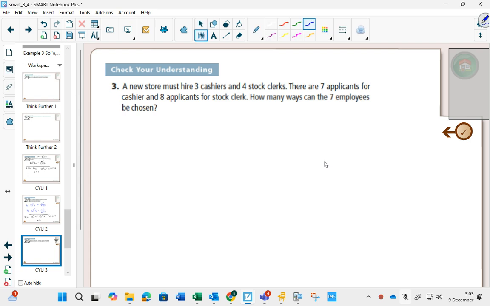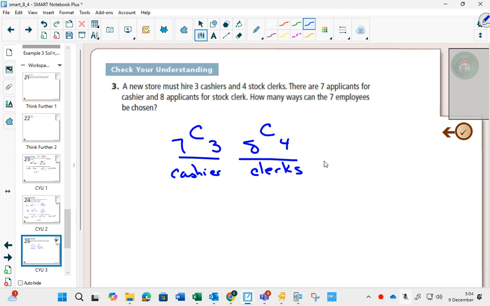I don't know. So we have to decide two decisions. We have to decide who we're going to hire as our cashiers and who we're going to hire as the clerks. And then in your decisions, you put how many choices you have. But our choices is a combinations question. Because 7 applicants for cashier, you choose 3 of them. Does the order matter? No. 7, choose 3. Clerks. Does the order matter? Nope. So 8, choose 4.